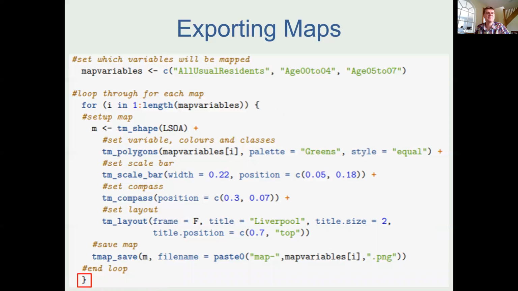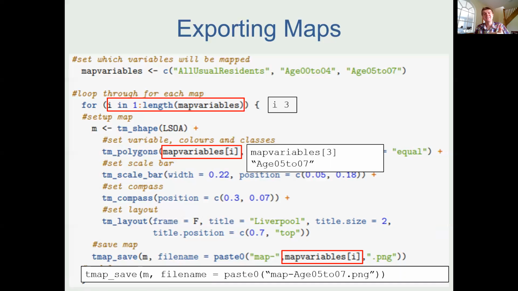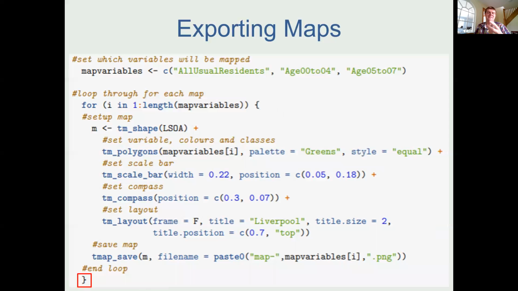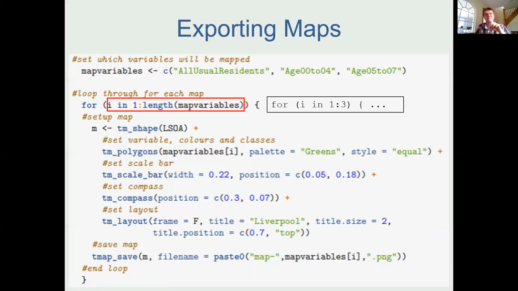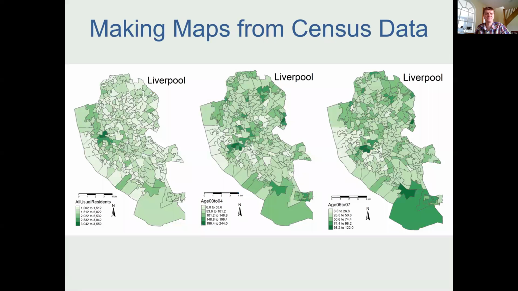We get to the end of the loop, and then we go back to the beginning, set i to 3 this time, and it's exactly the same process. So map variables i is map variables 3, which is age 5 to 7. Do the rest of the map, save it, and it saves it as the file map age 5 to 7. And then we get to the end of the loop again. We go back to the beginning. This would now be number 4, but our loop does say for i in 1 to 3. So we've done 1, 2, and 3 now. So it stops running the loop code, and if there's stuff after the loop, it will now go on and run that.